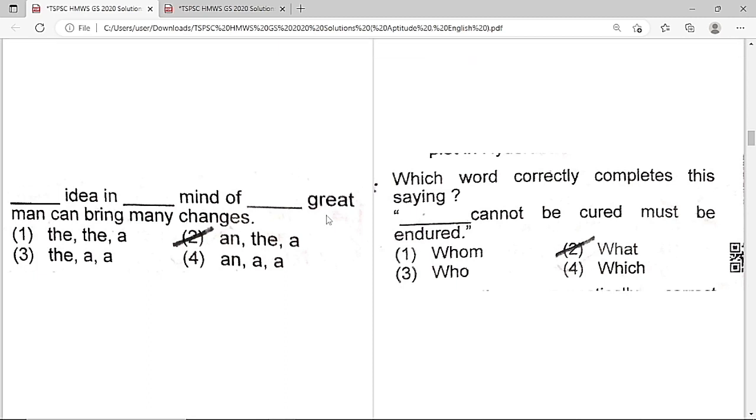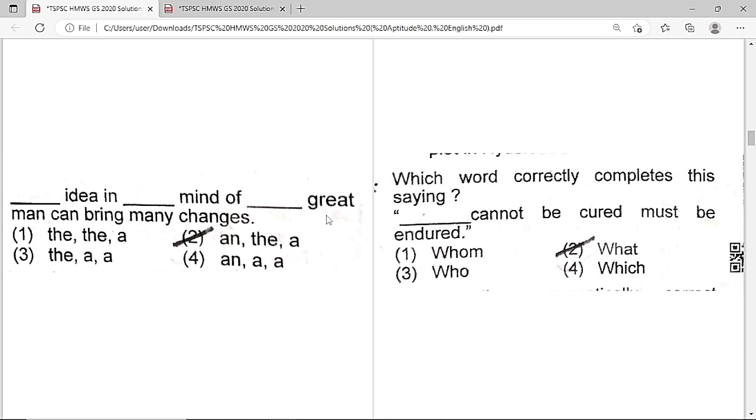So now we are going to solve the other question. These are basically English questions, and now we are going to study them in a very detailed manner. So what is the question? Dash idea in dash mind of dash great man can bring many changes.